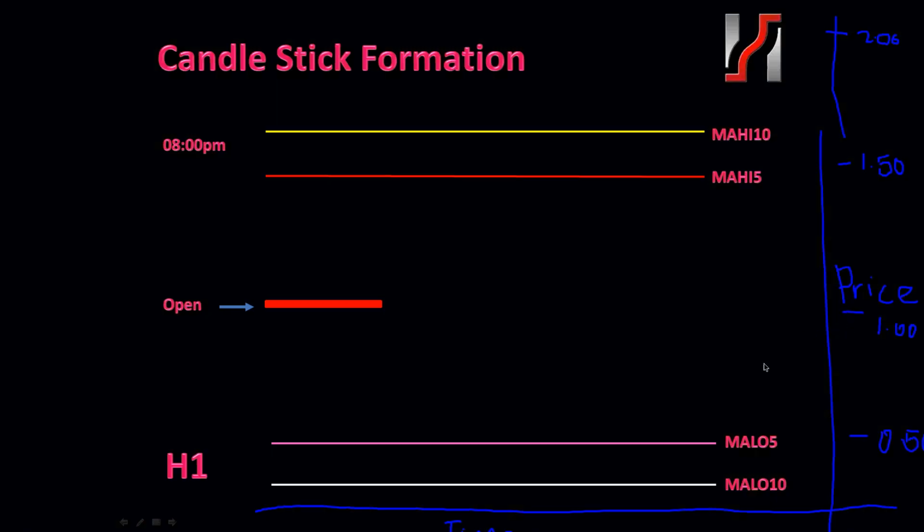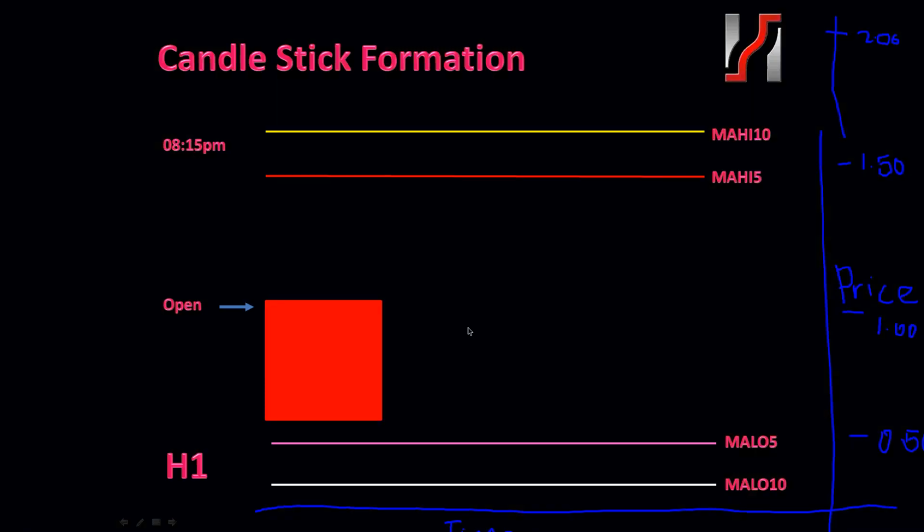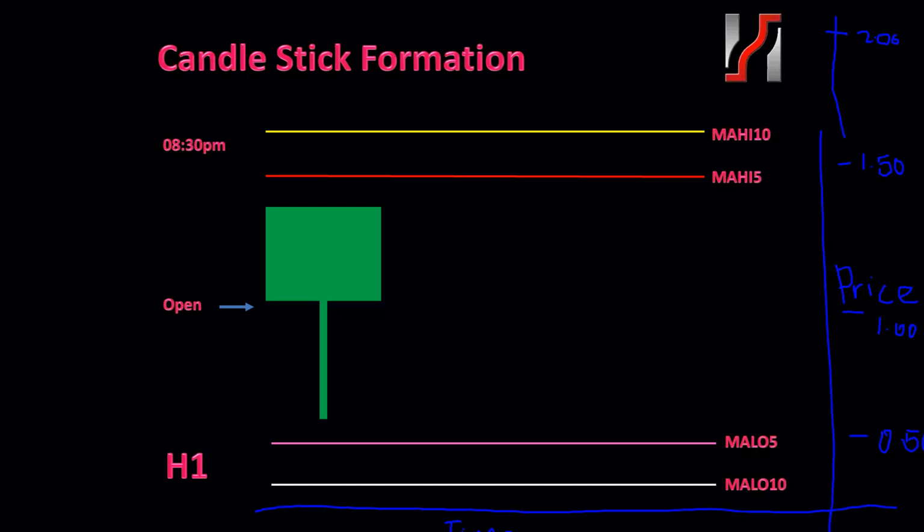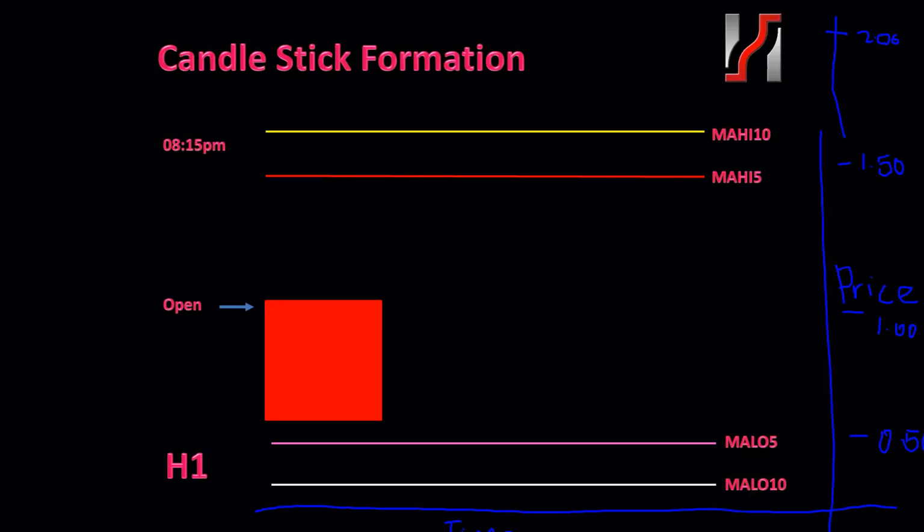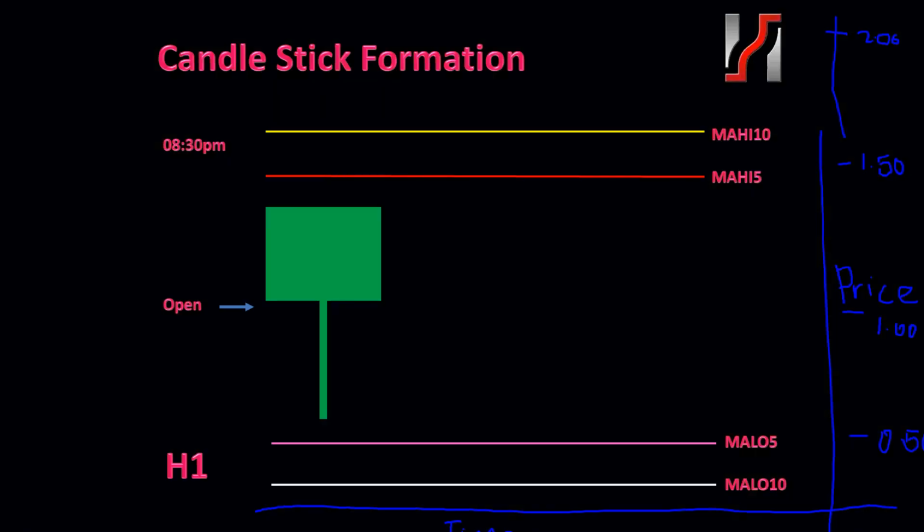After 15 minutes, at 8:15, the price went down, let's say about 50 cents. Then another 15 minutes passed by, and the price went up to about 75 cents. As soon as it went up, you notice that the candle color has changed, and from a sell candle, it is now a buy candle.